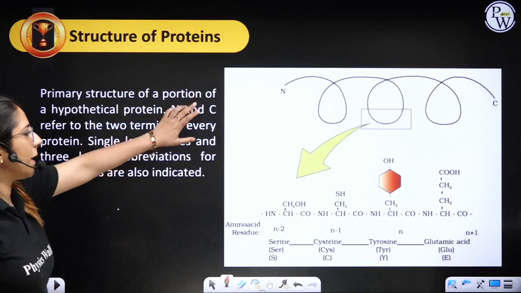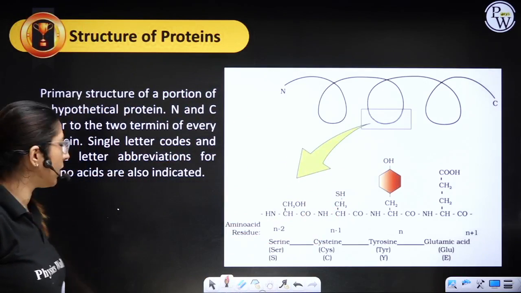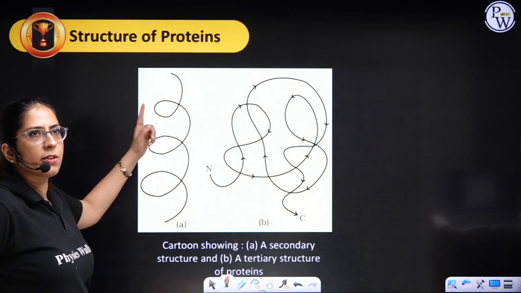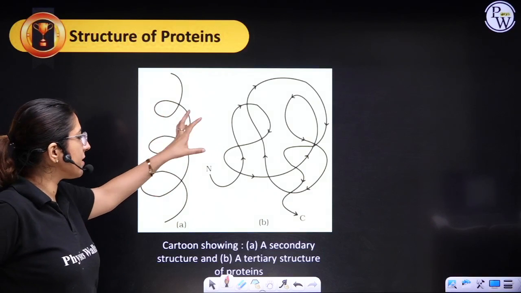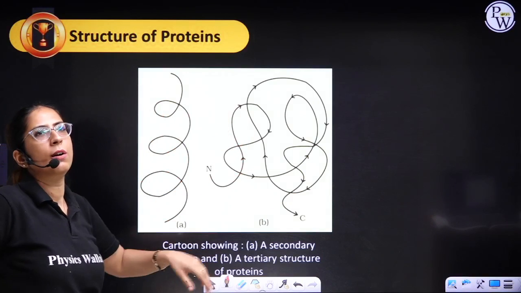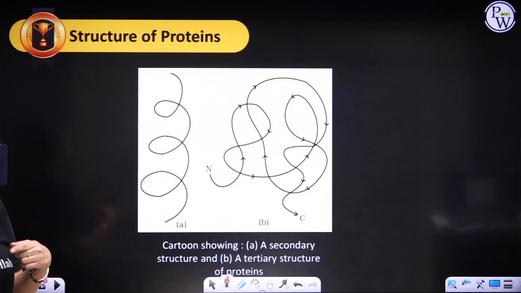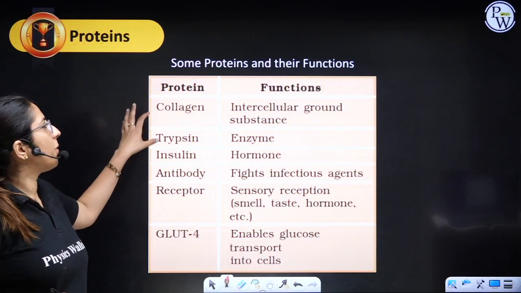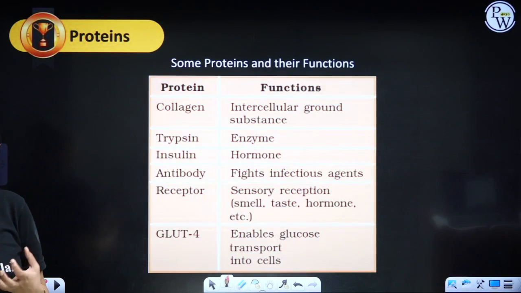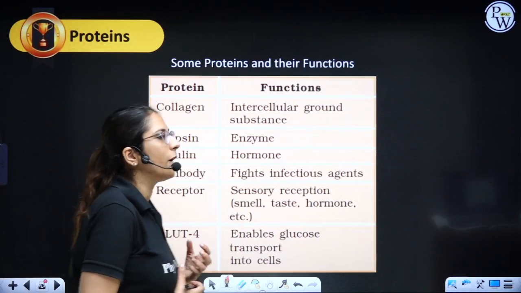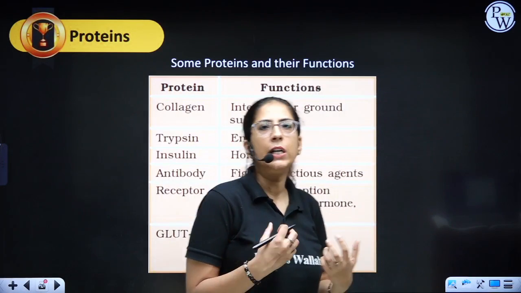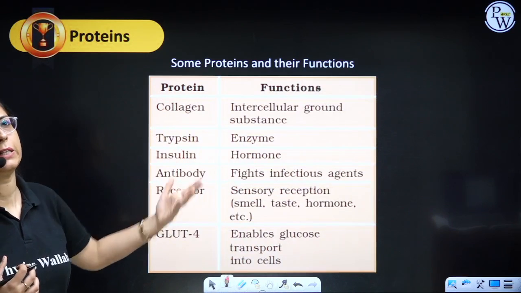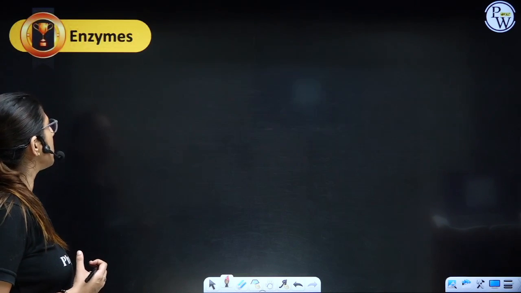So this is how a primary structure looks like. This is a linear chain of the DNA. Now here you can say this is a secondary structure, which is an alpha helix, and this is a tertiary structure where they have formed a ball-like structure like this. Now, some basic properties: you all know the collagen, the trypsin, the insulin, the antibody receptor, the GLUT1. What are these? These are your proteins also, and they perform various different kinds of functions in our body.